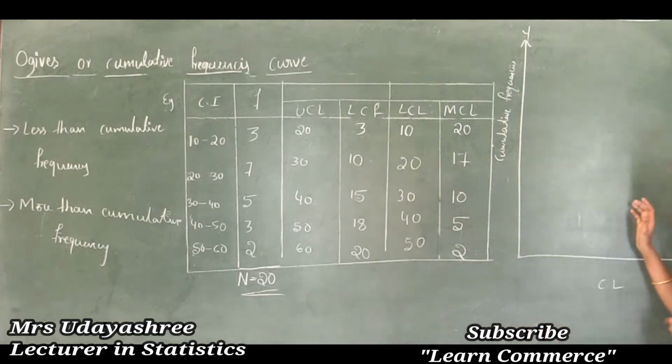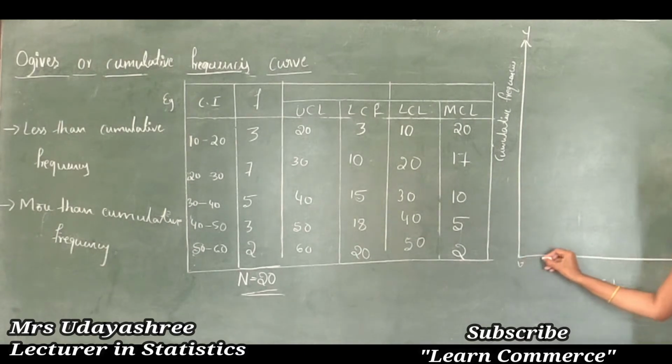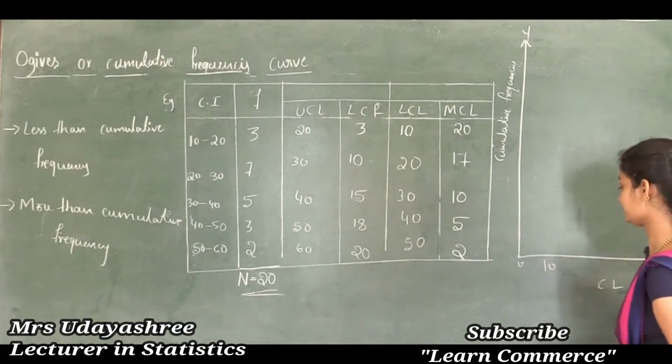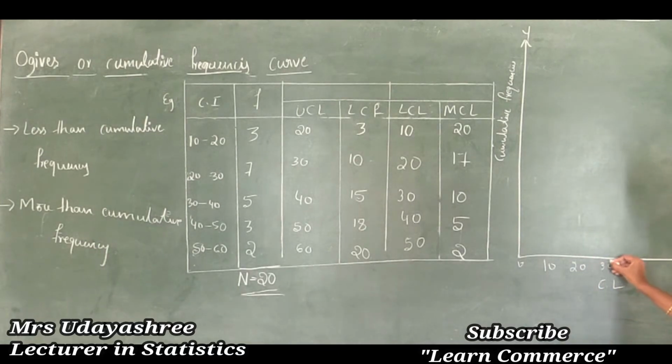Correct? Therefore, I will take class limits for x-axis. Scale for x-axis is 1 centimeter is equal to 10 units. So we know that here origin is 0, next is 10, 20, 30, 40, 50, 60 and 70.